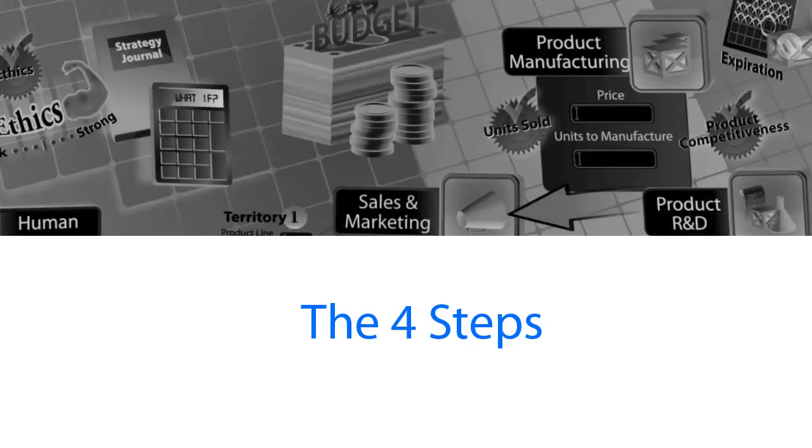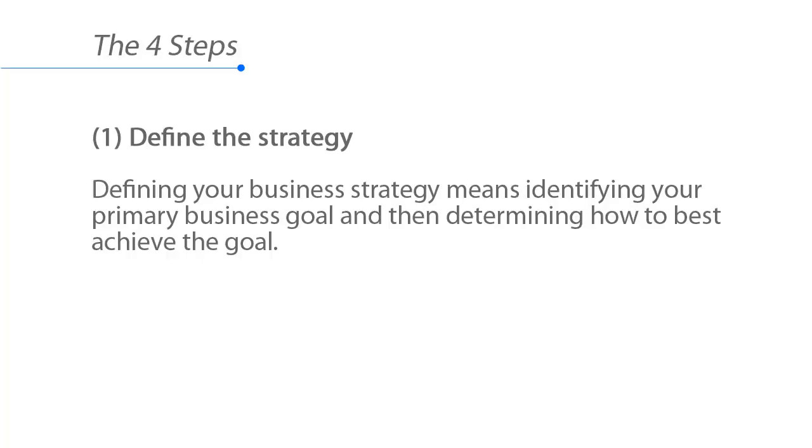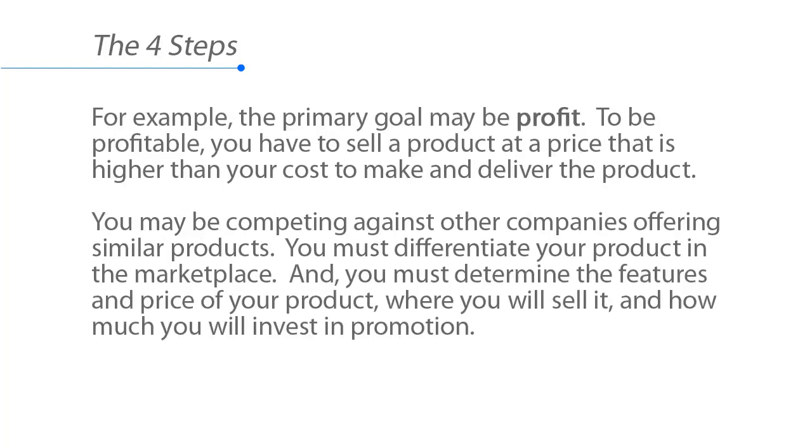The 4 steps. First, define the strategy. Defining your business strategy means identifying your primary business goal and then determining how to best achieve the goal. For example, the primary goal may be profit.